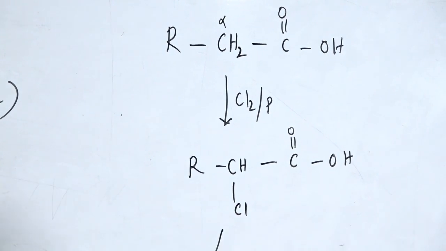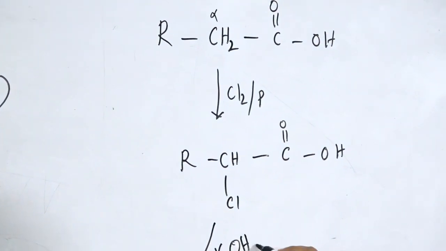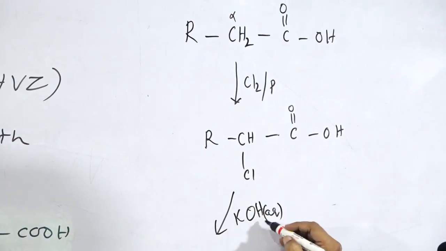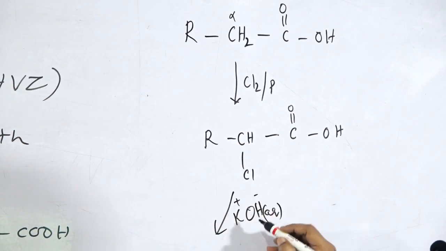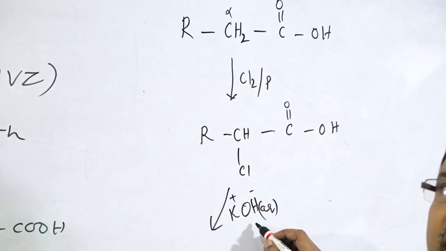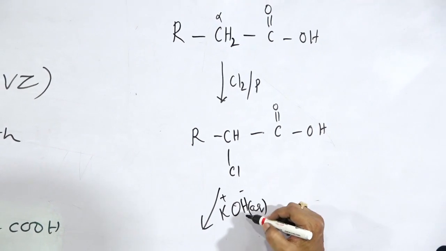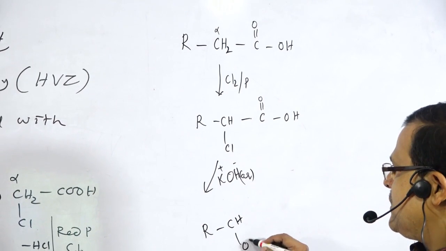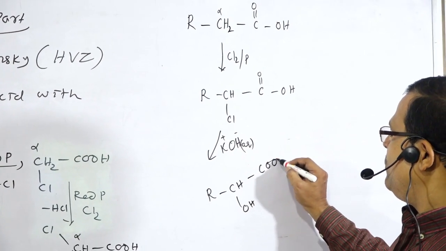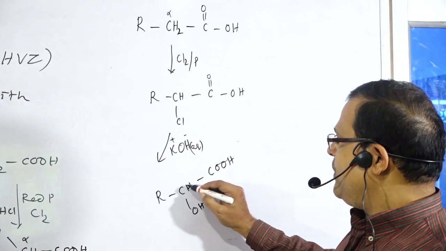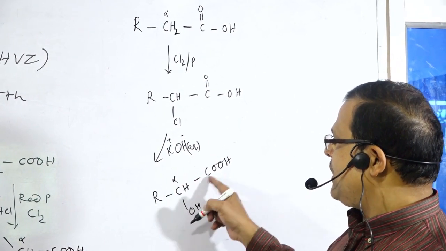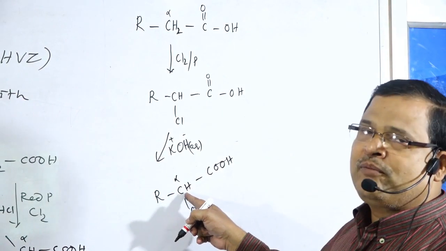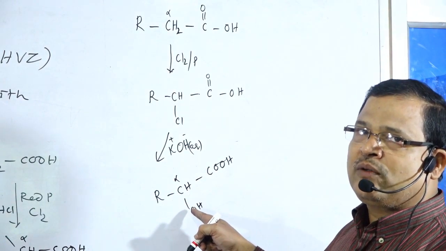And this compound again has been treated with aqueous KOH. Then the chlorine atom will get replaced by the OH, K plus OH minus. The nucleophilic substitution reaction takes place, and the chlorine atom gets replaced by the OH group. So there is a formation of R CHOH COOH, alpha hydroxy carboxylic acids. The hydrogen atom from the alpha position is replaced by the OH group.